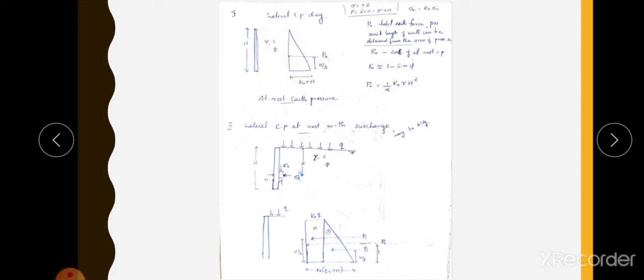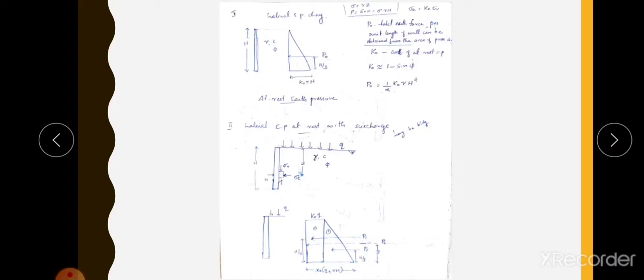So what is the area? Half into k naught gamma h into this height h. So half into k naught into gamma into h square. Up to this we have discussed in the last class. So we can discuss some of the special cases under this.